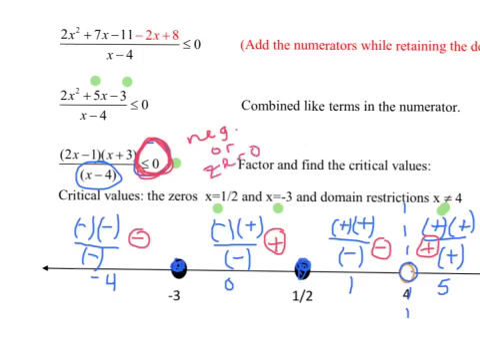Well, it's 0 right here at these values. So those are going to be included. It's negative right here, so everything in that region is included. It's positive in here, so I'm going to rule it out. It's negative in here, but I don't want to include 4, so I'm going to make sure it's an open circle. And then it's positive in here, so I'm going to rule it out.